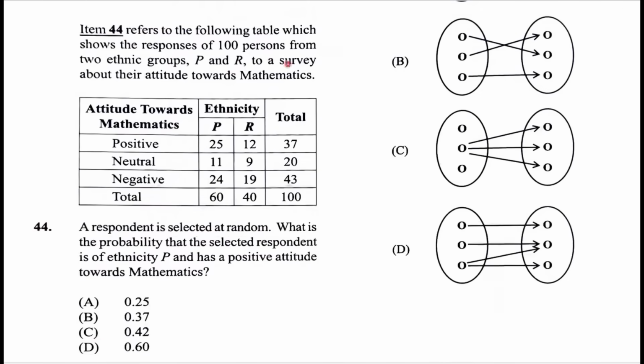44. Refer to the following table, which shows the responses of 100 persons from two ethnic groups P and R to a survey about their attitude toward maths. We are seeing it here. A respondent is selected at random. What is the probability that a selected respondent is of ethnicity P and has a positive attitude towards maths? Ethnicity P, positive attitude towards maths: 25. 25 over 100, the correct total amount. 25 over 100 is 0.25. That's what, A?